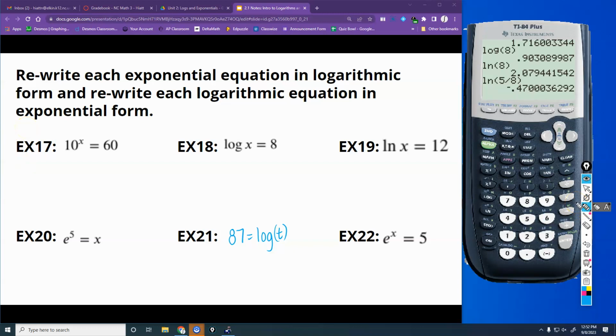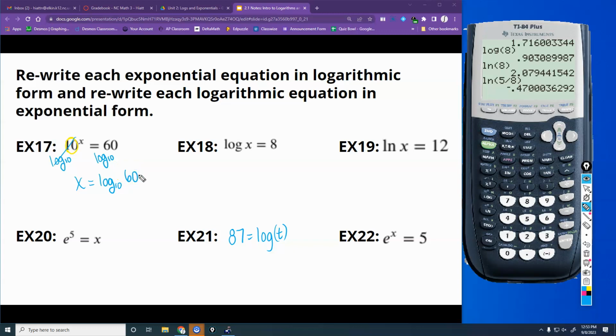Alright, so if we are looking at these problems, they're all mixed up now, so we've got to decide. For every problem, we've got to find the base. That's the first thing we have to do. So, Silas, what is the base for number 17? 10. It is 10. And it is a base of an exponent, right? So to get rid of a base of an exponent, we've got to use a log with the base of 10. So x will equal log base 10 of 60.